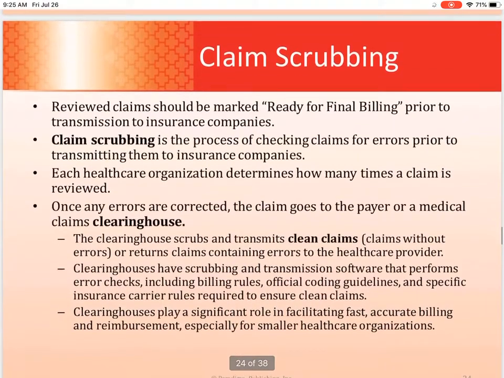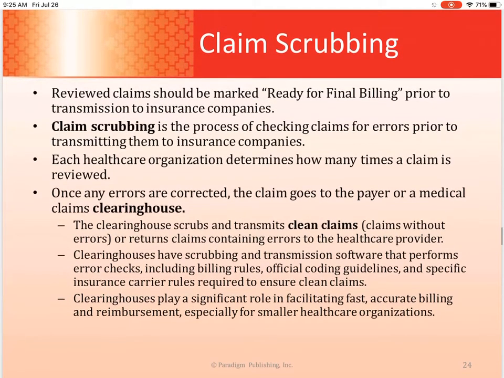All right, we're going to move on to claim scrubbing. So at the bottom of 246, before transmission to the insurance companies, patient bills are checked for errors via a process called claim scrubbing. Claim scrubbing is the process of checking claims for errors before transmitting them to insurance companies. The number of times a claim is scrubbed before transmission to the insurance company or other payer depends on the policies of the healthcare organization and the level of sophistication of its billing or EHR system.